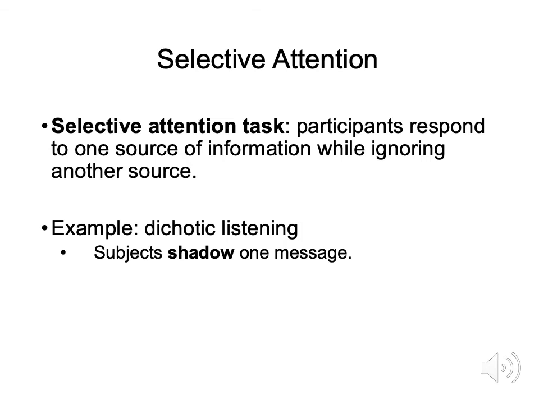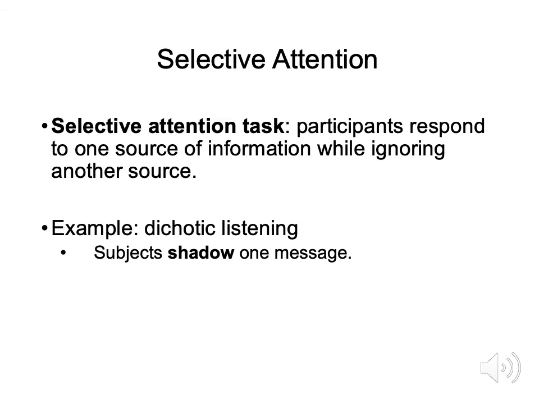Selective attention can be studied by using selective attention tasks. In these tasks, participants respond to one source of information, which can be visual or auditory, while also ignoring another source that occurs at the same time. A classic example of this is the dichotic listening task, and this is a common task used to study selective attention.